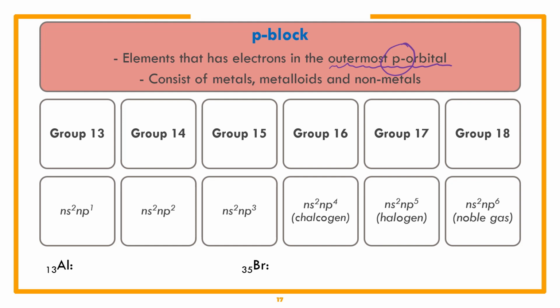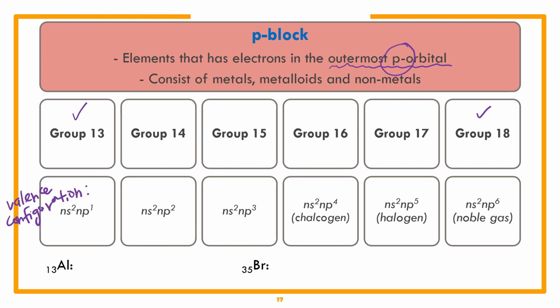So metals, metalloids and non-metals are located in the p block. Group 13 until group 18 are examples of the elements that are located in the p block. And as you can see from the valence configuration over here, so what is this? This is the valence configuration.